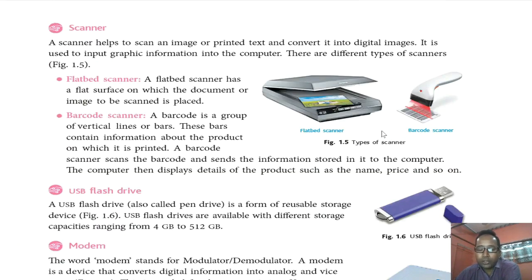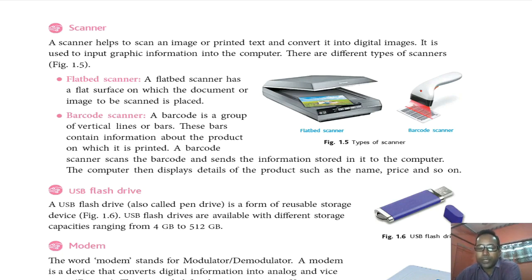So now, scanner. This is one input device which helps to scan an image or printed text and convert it into a digital image. Suppose you have one picture on a paper, like Sachin Tendulkar's picture, which you want to insert in your computer. That is not possible because the picture is on a paper. So you can use a scanner device to scan the picture and convert it to a digital image to save it in your computer as a file, which can be used in future. It is used to input graphic information into a computer.